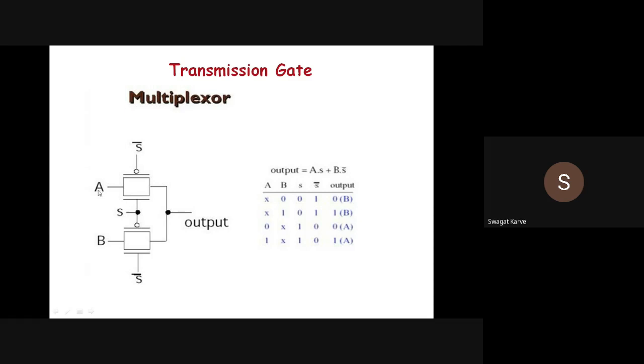That means for the two different pass transistors, you have two combinations. Either A can be 0 or 1, or B can be 0 or 1, and depending upon this S and S bar you will get the appropriate output. This is about the multiplexer.